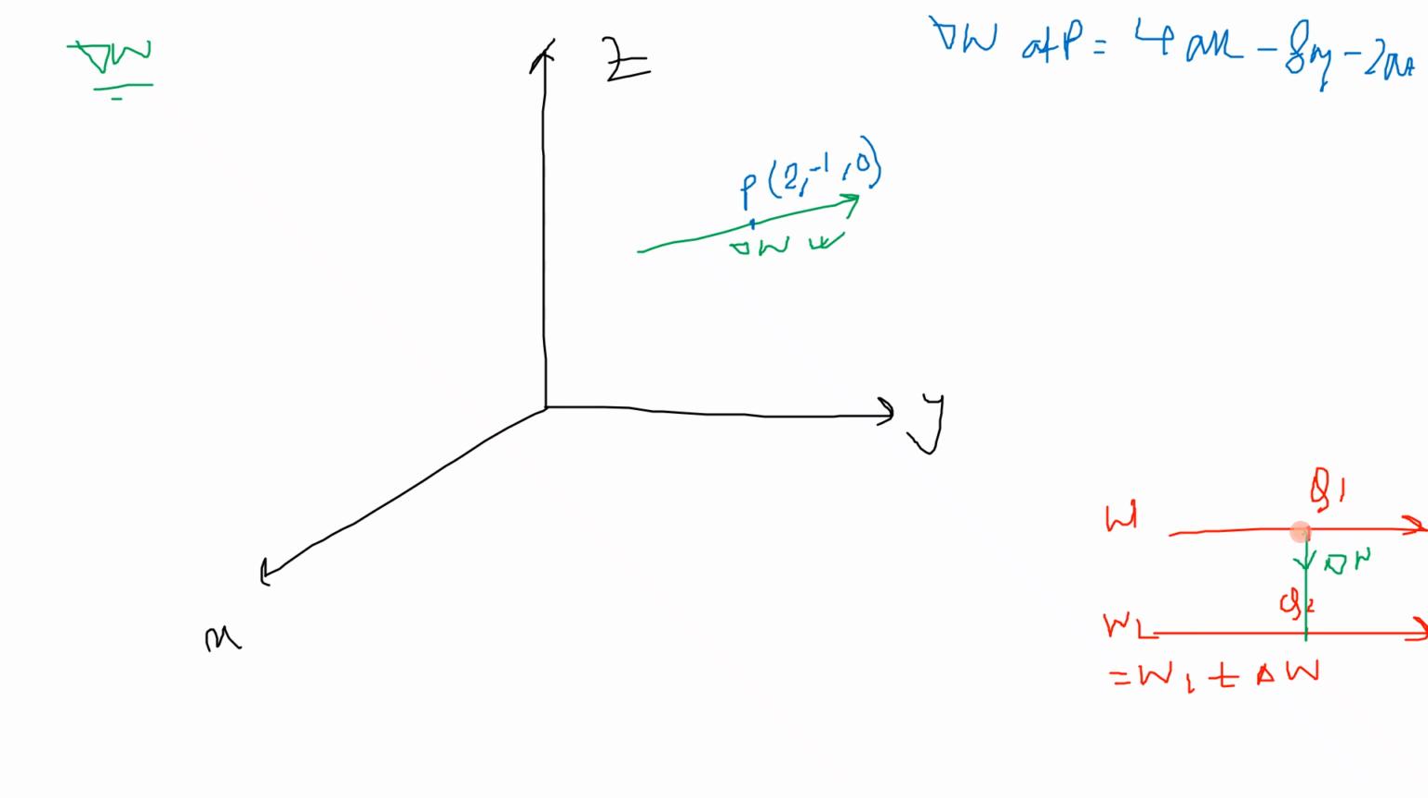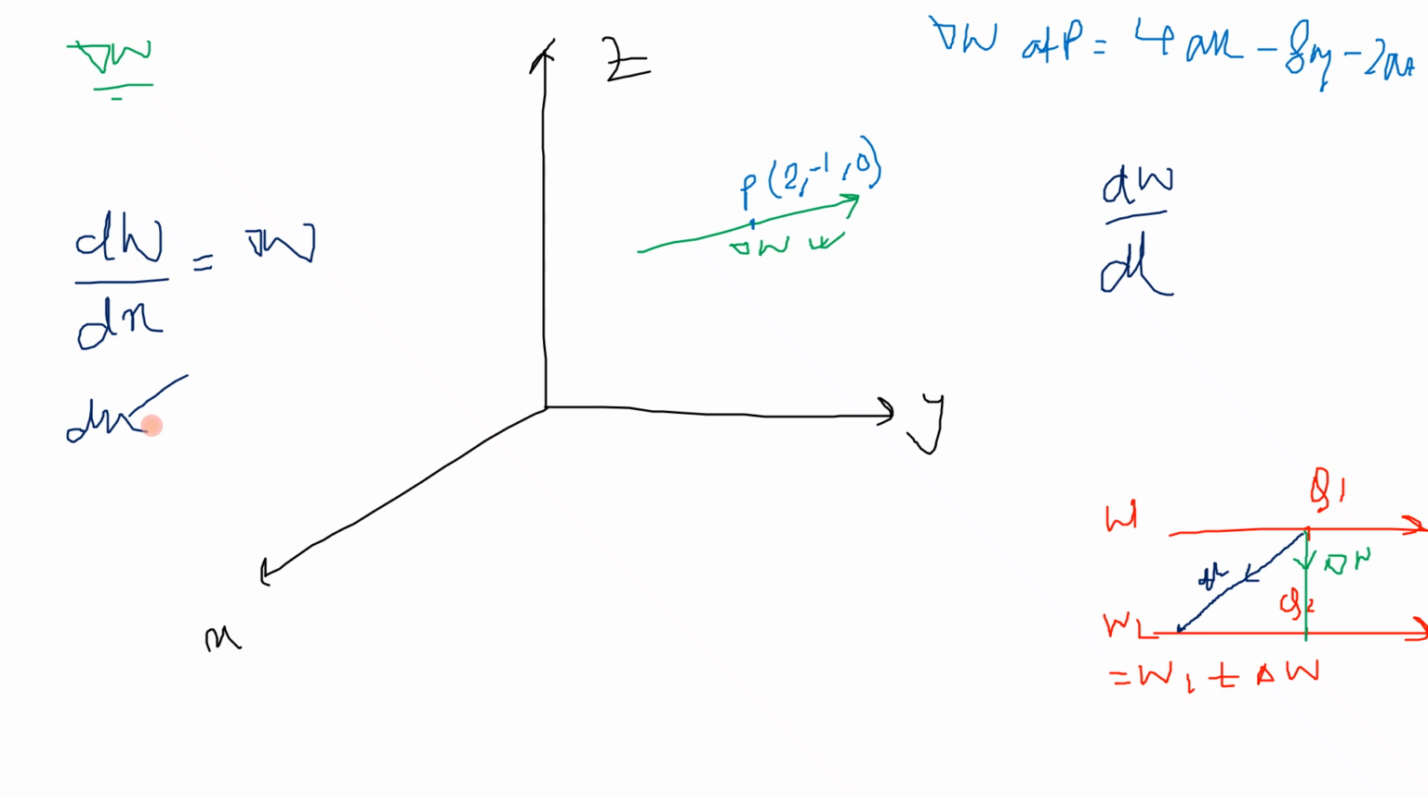But if it was asked that you don't take the shortest path, you travel along this path. This is dl. So it is not the shortest path. So how to calculate this vector? That means how to calculate dw by dl, because dw by dn is gradient of w, where dn is the minimum path which is less than dl. But if I want to calculate the longer one, how to calculate?